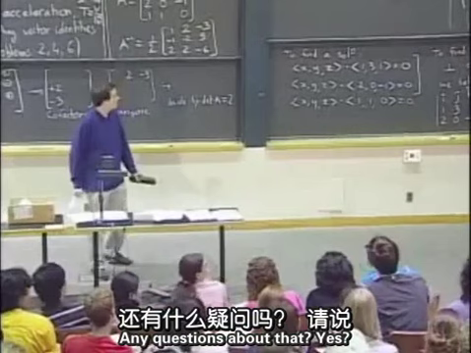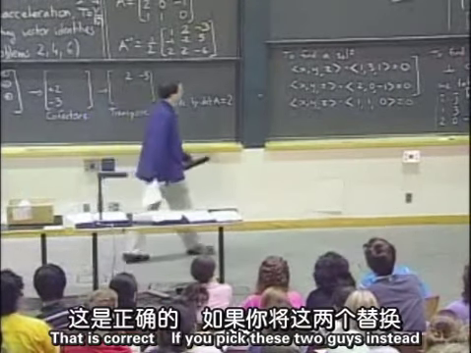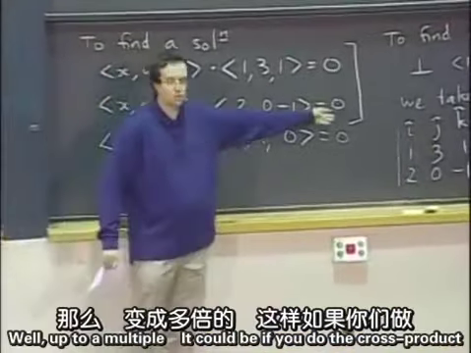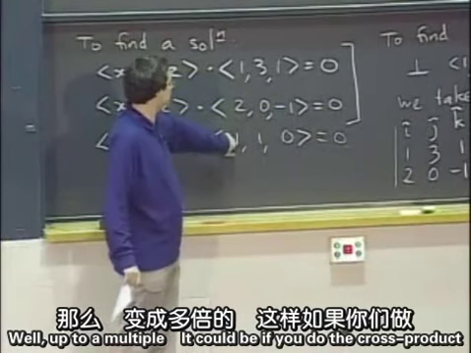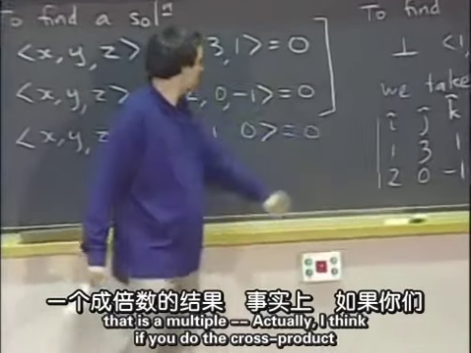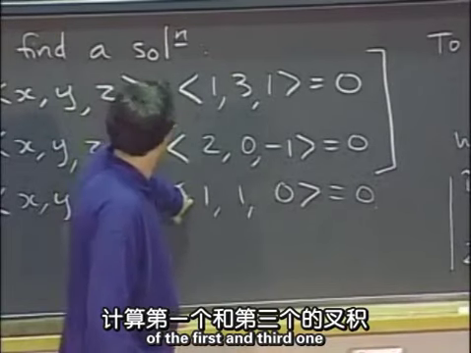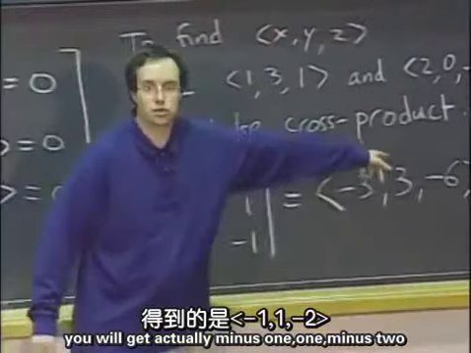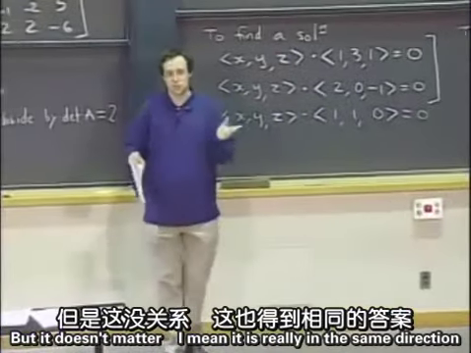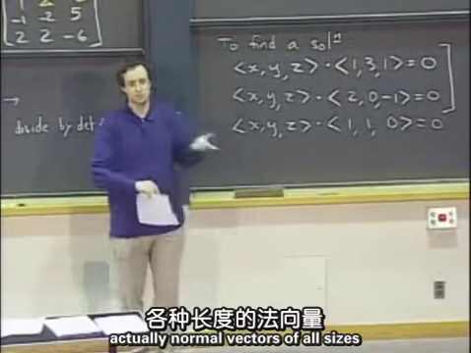Yes? That's correct. If you pick these two guys instead, you will get the same solution. Well, up to a multiple. Could be that if you do the cross product of these two guys, you actually get something that's a multiple, or actually, I think if you do the cross product of the first and third one, you will get minus 1, 1, minus 2, the smaller one. But it doesn't matter. I mean, it's really in the same direction. This is all because a plane has actually normal vectors of all sizes.